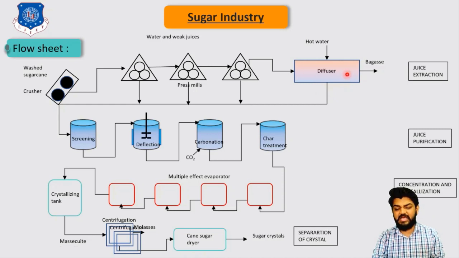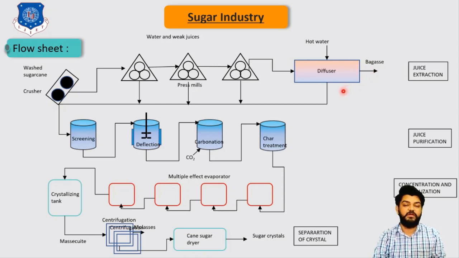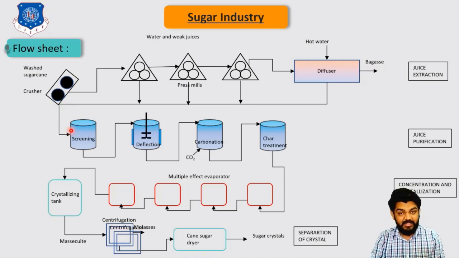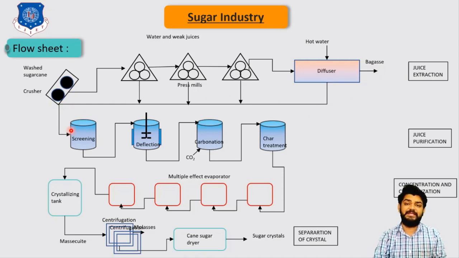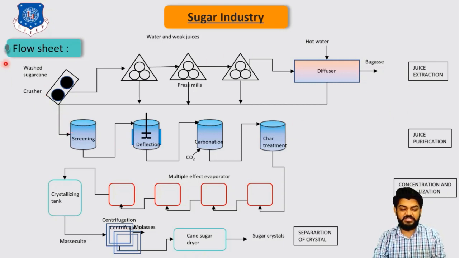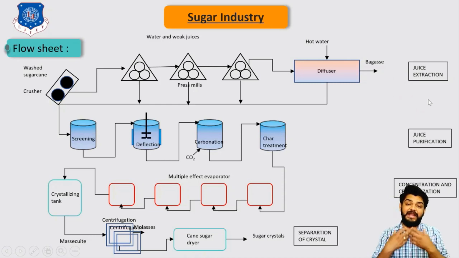Now you can see here we are removing bagasse in this way, extracting our sugarcane juice and recycling it to the screening, right? By this method, we can recover around 95% of the sugarcane juice present in the sugarcane. This particular section is known as juice extraction, in which we extract juice from the sugarcane by crushing or pressing it, right?